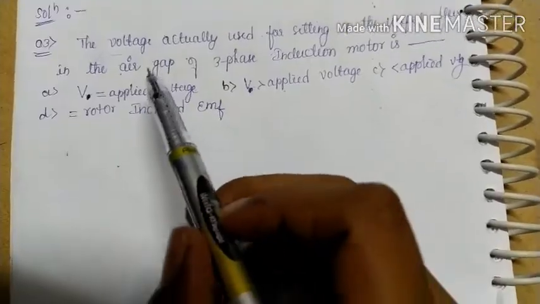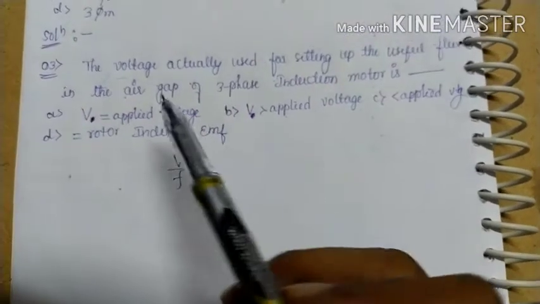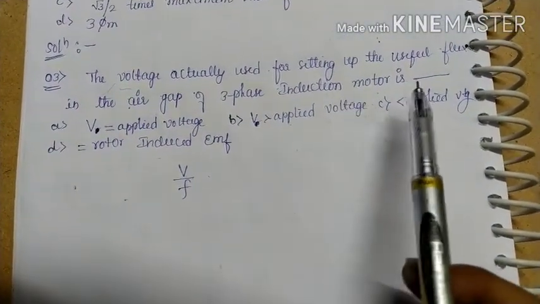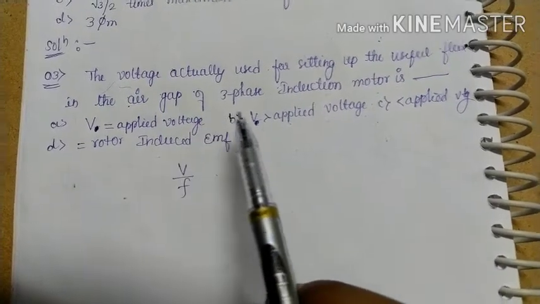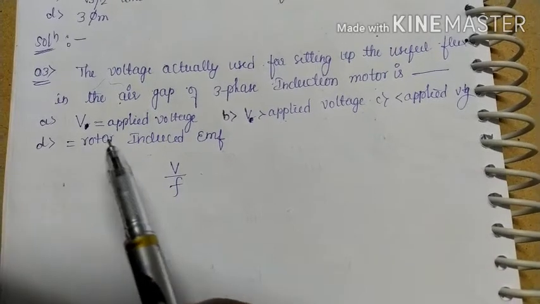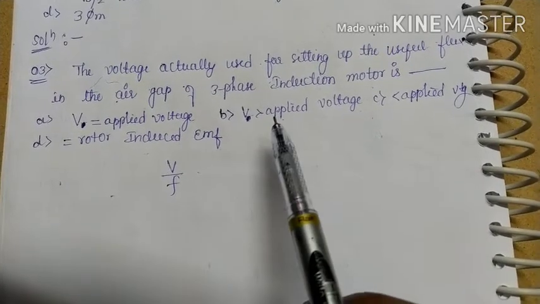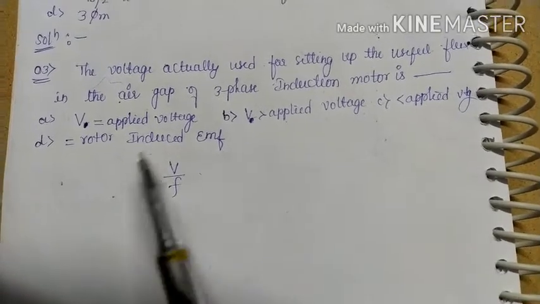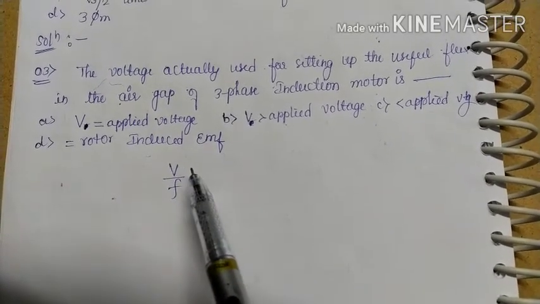Here is the next question, and this question was also asked in IES. The voltage actually used for setting up the useful flux in the air gap of a 3-phase induction motor is dash. The options are A, equal to applied voltage; B, greater than applied voltage; C, less than applied voltage; D, equal to rotor induced EMF.